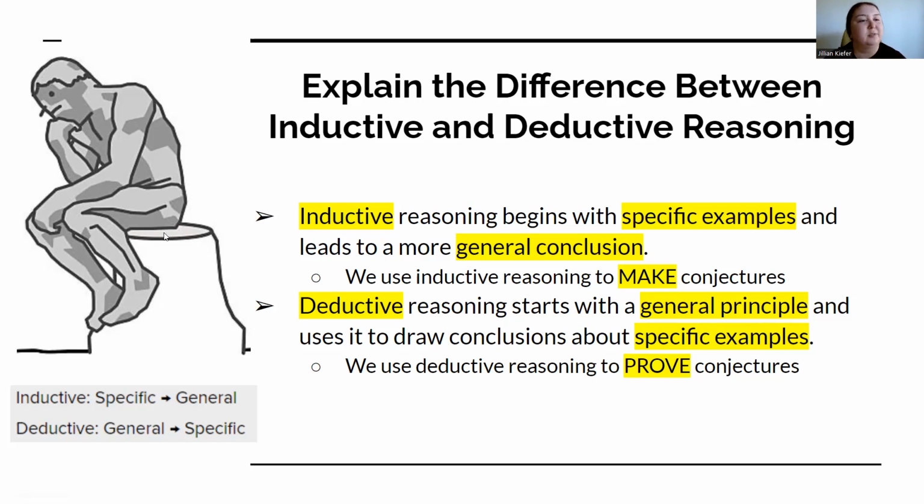We see here we have a picture of the thinker statue. But right below it, we see that inductive means going from specific to general, so going from a specific example and making general conclusions. Deductive would be going from general conclusions to specific examples. So we see here that it's very similar. It's mostly just opposite. So that's going to be the main difference between inductive and deductive reasoning.